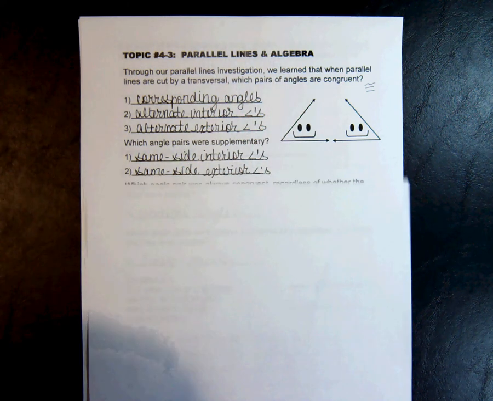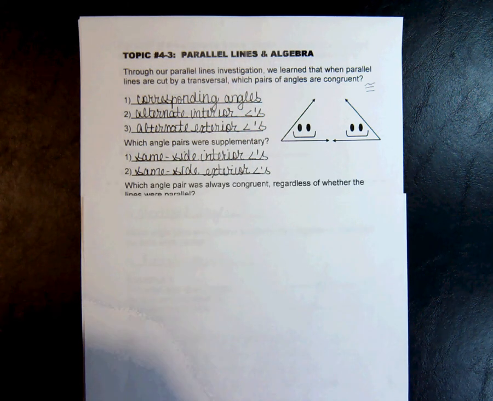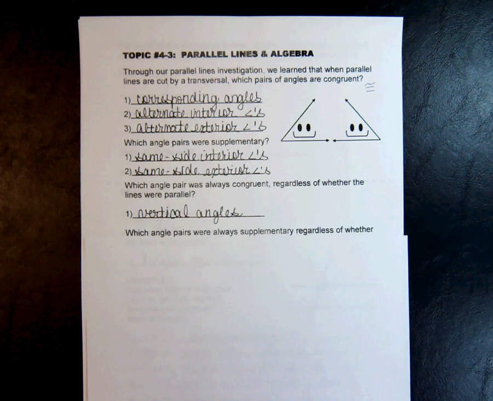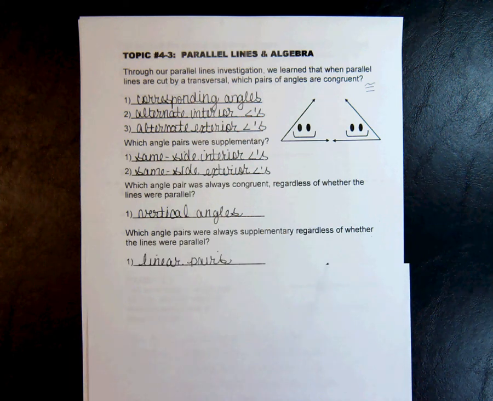Okay, next question. Which angle pairs were always congruent regardless of whether the lines were parallel? We learned that when we were shown examples, figures 1 and 2, where one was a set of parallel lines and the other one was not. Vertical angles were always congruent. There was also a pair of angles that were always supplementary regardless of whether the lines are parallel. Those were called linear pairs.